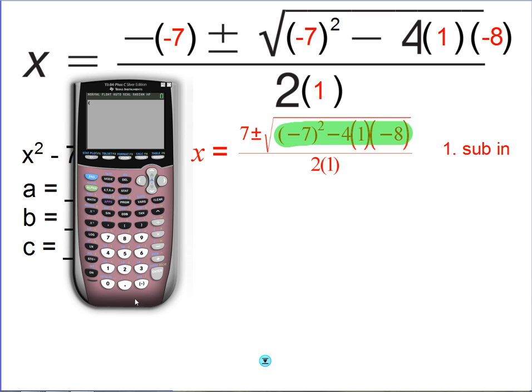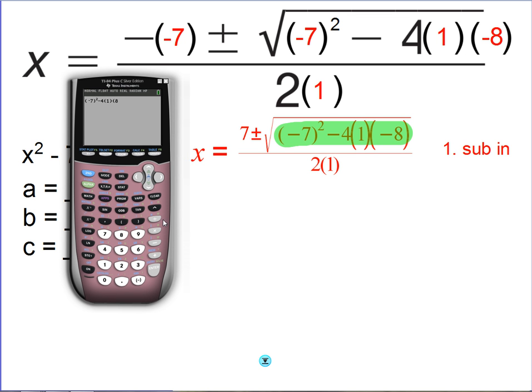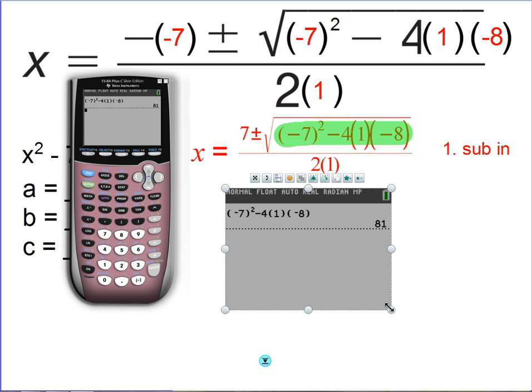So parenthesis, negative 7, parenthesis, squared, minus 4, parenthesis, 1, parenthesis, parenthesis, negative 8. Whoops, I missed the negative sign. Okay, it's very important. If you make a typo, this will not come out correctly. Let me pull this out so you can see it a little bit bigger.